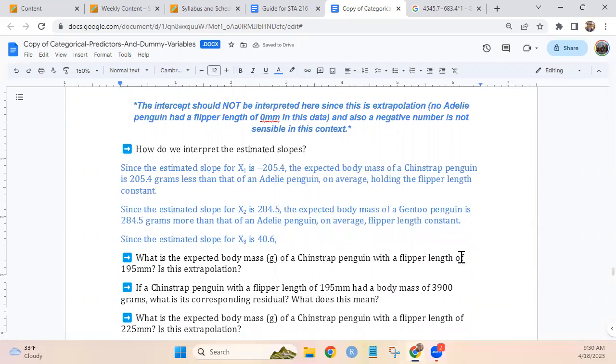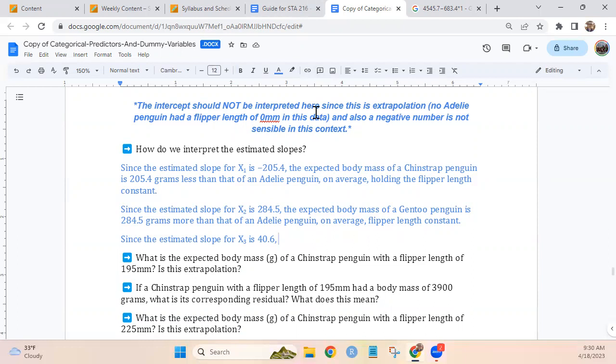So since it's 40.6, how could we interpret that slope here? Expected body mass of the penguin is 40.6 grams higher per 1 millimeter increase in flipper length. Right. Yeah. So it's like the traditional slope interpretation for the most part.